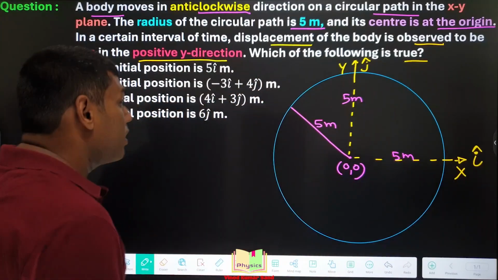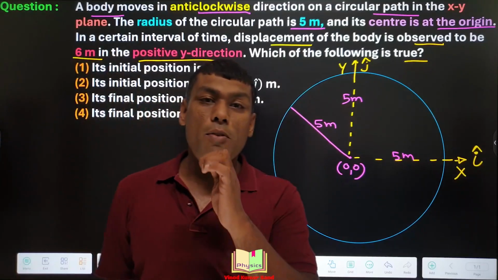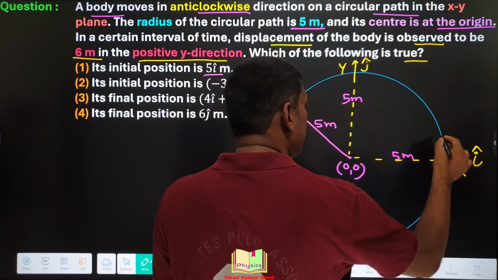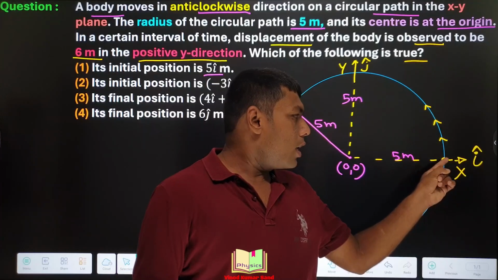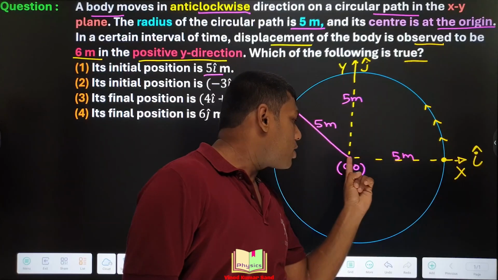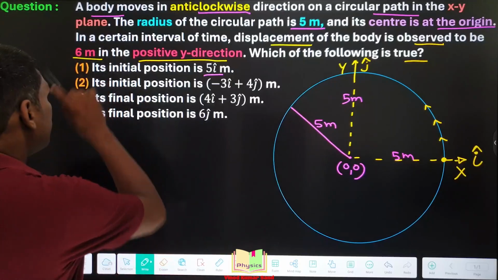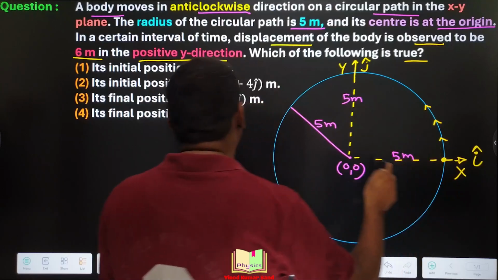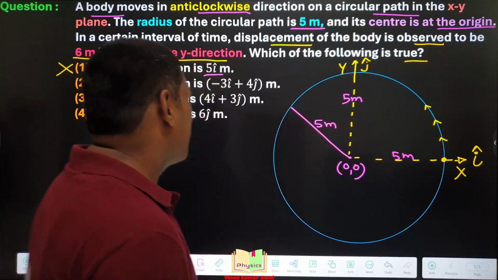Actually only one option is correct, so we'll check each option one by one. First option says initial position is 5 meter I cap. 5 meter I cap means initially particle was here and it has to move anti-clockwise, so particle will go like this. If particle was initially here and goes anti-clockwise like this and reaches up to here, even then its displacement in the y direction would only be 5 meter. But we require the displacement in y direction to be 6 meter. It means this cannot be the correct option. It vanishes.